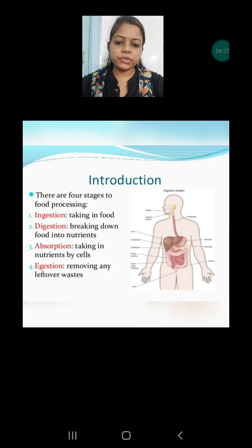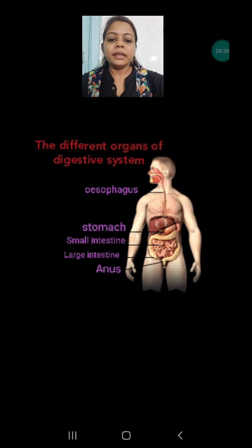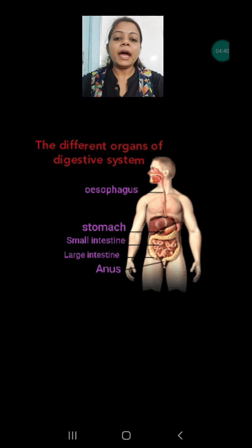So there are 4 stages. And the organs involved in the digestion process are the esophagus, that is the food pipe, next is the stomach, small intestine, large intestine, and anus. And during the digestion process, many enzymes and hormones, which are known as digestive juices, are also secreted, which actually help in the digestion.